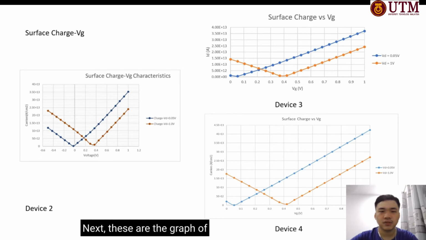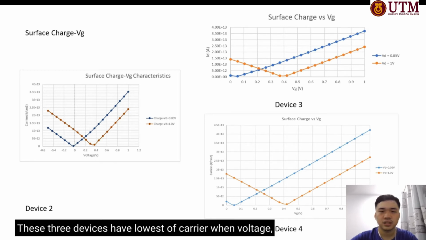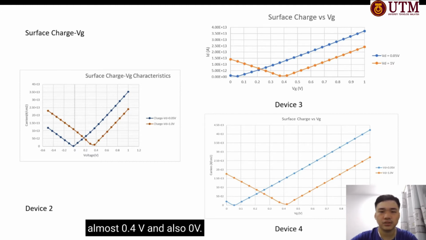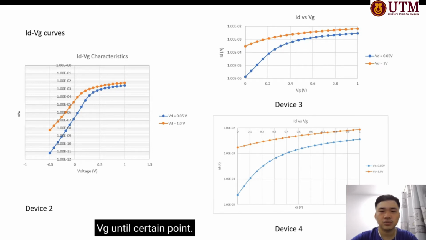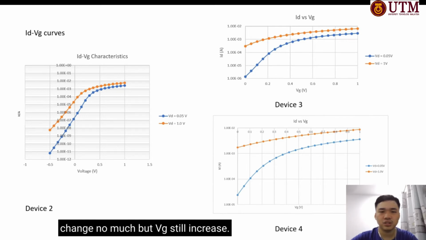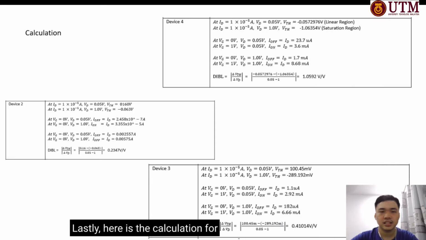Next, these are the graphs of the surface charge versus VG characteristic. We can clearly see that the graphs are similar, with a V shape. These 3 devices have the lowest carrier concentration when the voltage is almost 0.4 volt and also 0 volt. Furthermore, here is the graph of ID-VG. From the graph, we have 3 similar graphs for the 3 devices. The ID increases proportionally with VG until a certain point, then it becomes more flat, where ID changes not much but VG still increases.